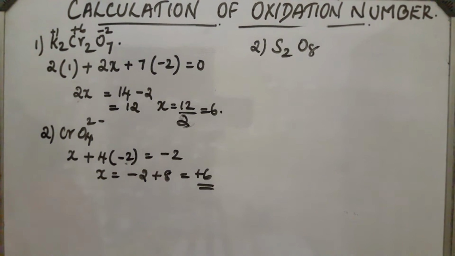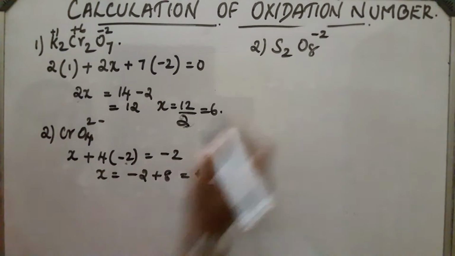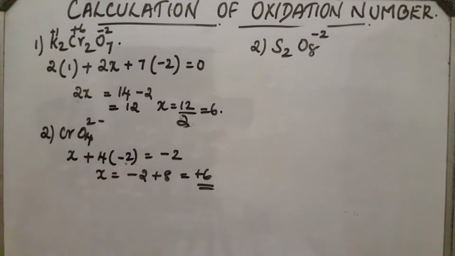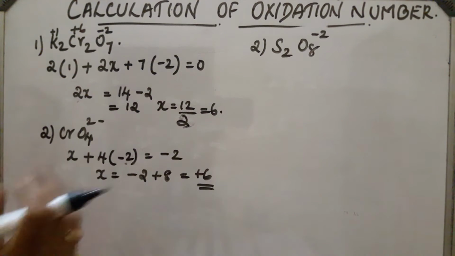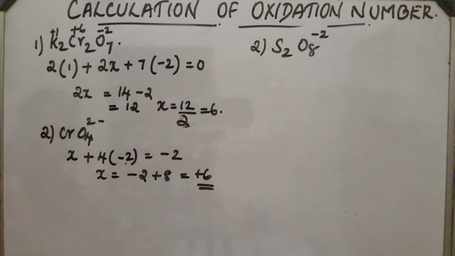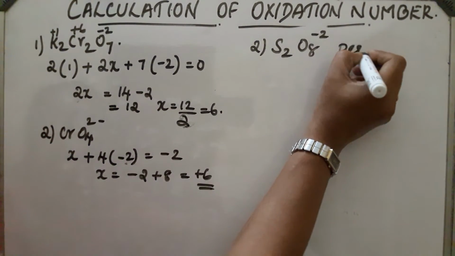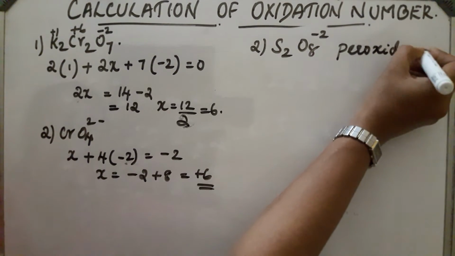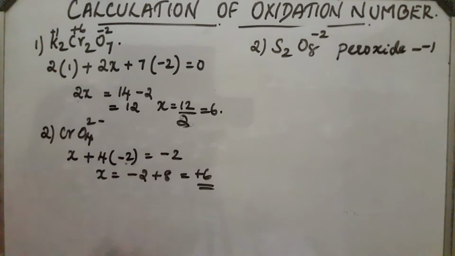S2O8 2-. Here this is a peroxide, so two types of oxygen are present in the ion, and the sum will be -2. Two oxygen atoms have a peroxide linkage, and the peroxide linkage oxygen has oxidation number -1. In all other cases oxygen has -2 oxidation number.